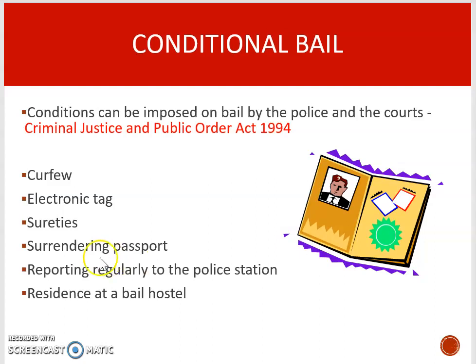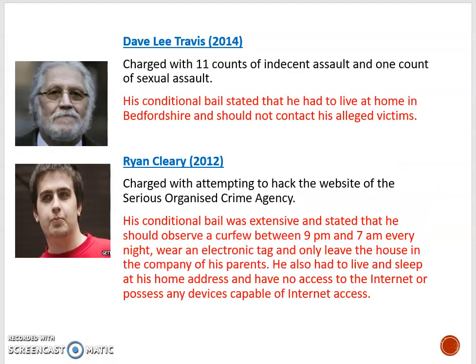And you could also get them to report regularly to a police station. So you might say, well, you can have bail, but you have to come back to this police station at 12 p.m. every day. And if you do that, that obviously limits how far your suspect can go in a day, because they have to be back for that reporting. There are bail hostels as well, so people can be required to reside at a bail hostel. That's another option. And I've got some quite interesting case examples here of people who were given conditional bail.